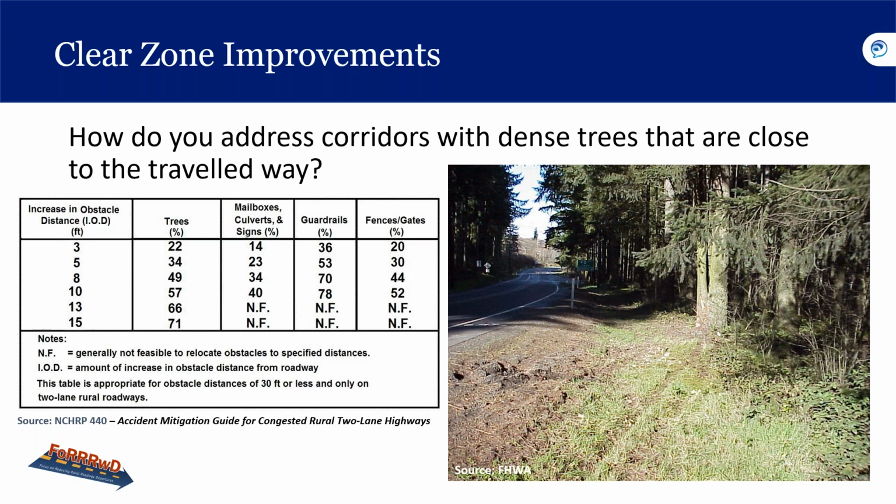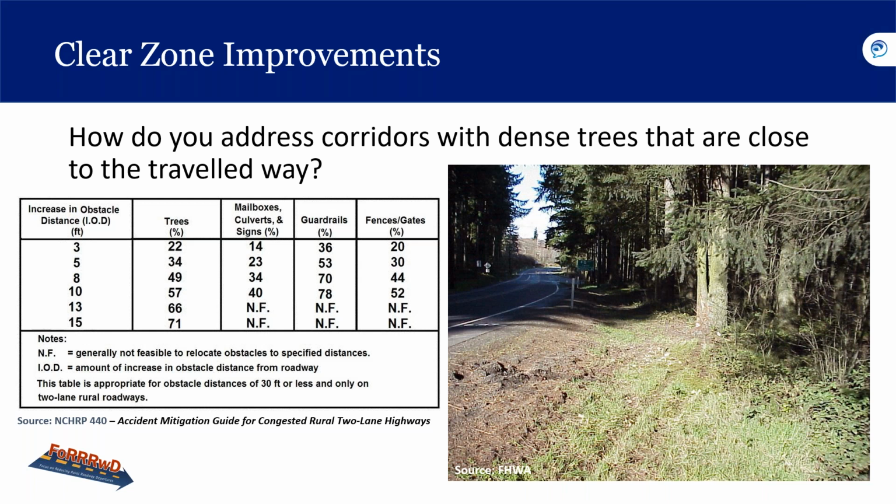But this chart does exist, and the research has been done to show that, instead of mowing down a whole forest, maybe we can look at certain trees or fixed objects and only remove ones that are closest or in areas where we know we have a higher percentage of crashes, like this one here in the curve.